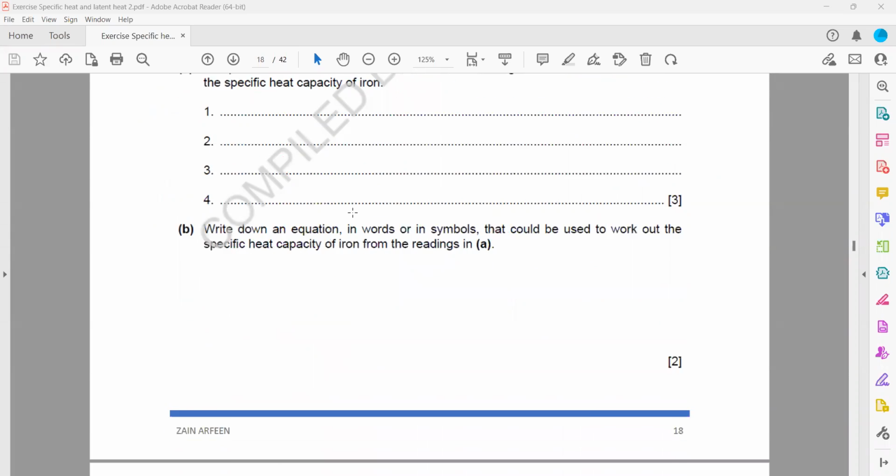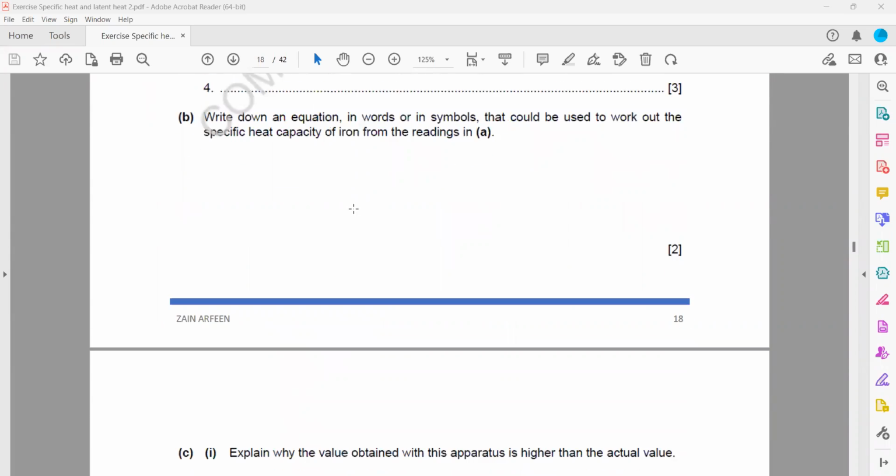Then the equation, just now I mentioned what equation we'll write for the specific heat capacity. According to the question, it is power into time, over mass and temperature change. In some books, the temperature change is given as delta theta. You can write delta T or delta theta. It's fine. Both are correct.